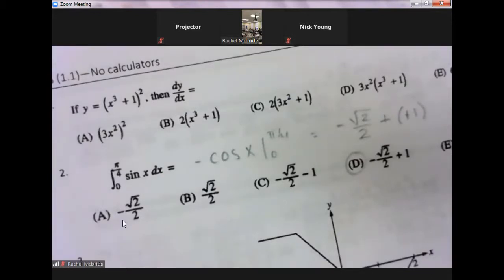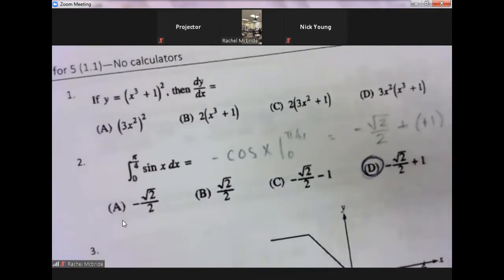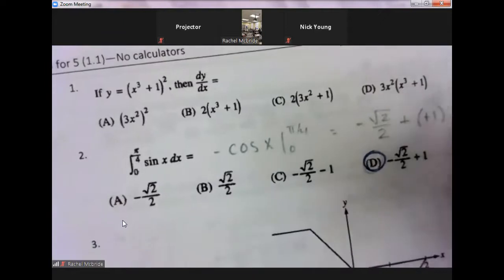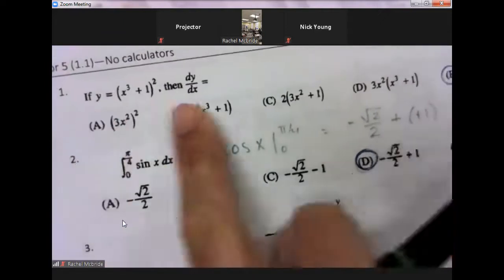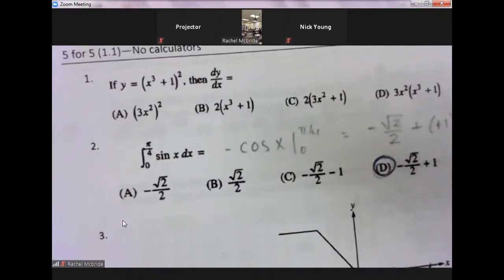Now, 58% of students got this question correct. So you can see this one was definitely a harder question than question number 1. 93% got question 1, 58% got question 2.